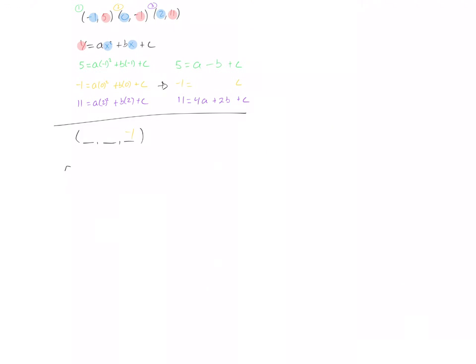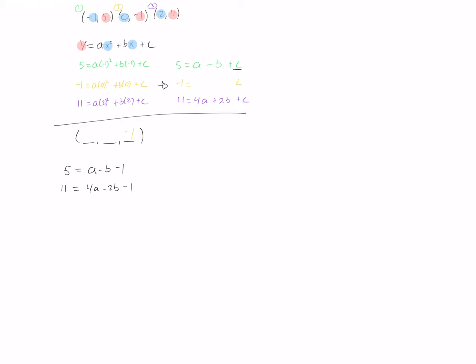So I'm going to substitute that value into my other 2 equations to be able to solve this. So I'm going to have 5 is equal to a minus b minus 1. Because again, c is -1. And I just put that in there. And then I have 11 is equal to 4a minus 2b minus 1.